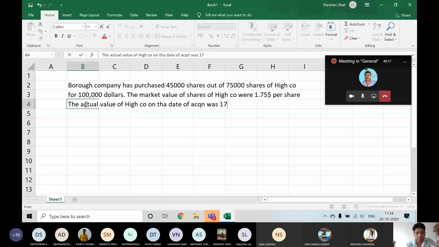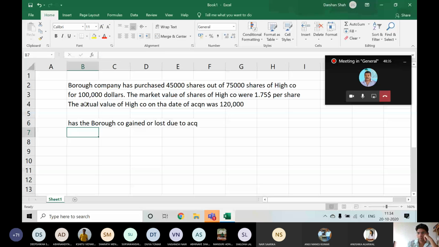Has Burrow company gained or lost due to acquisition? Will you try and answer this question? Yes or no? Yes, sir. Try this question. Try solving this question.